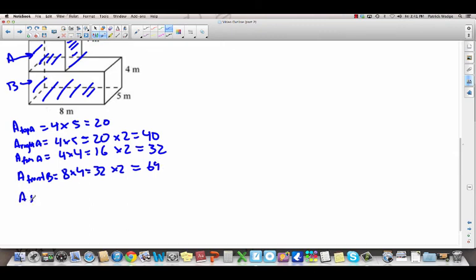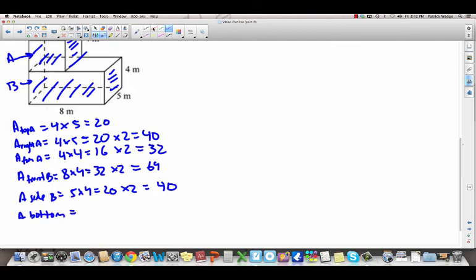Okay, let's do the side of B. That's over here. How much is that? 5 times 4. How many of those are there? 2, because you can also do the left. So that's 40. Now let's do the bottom.